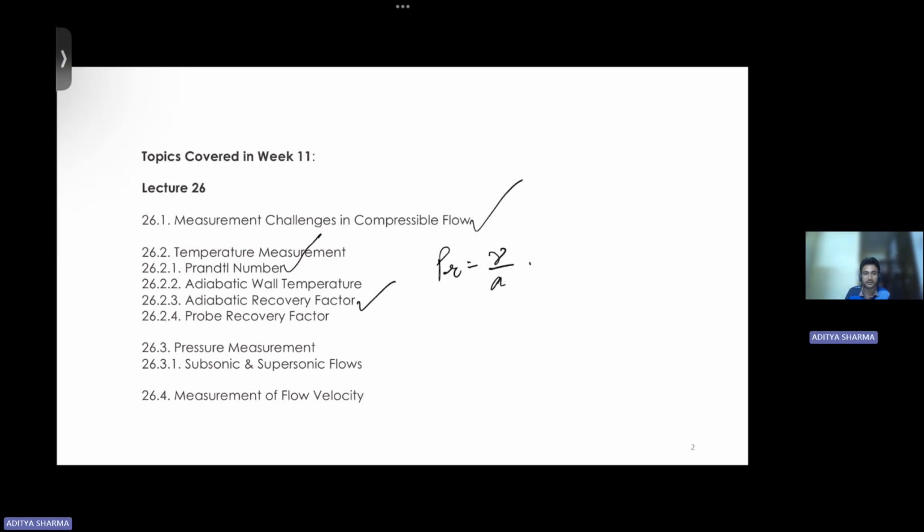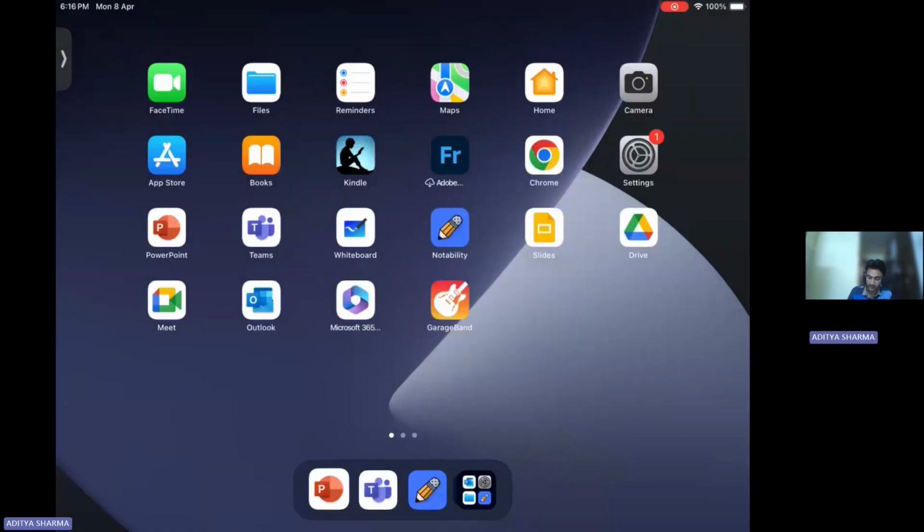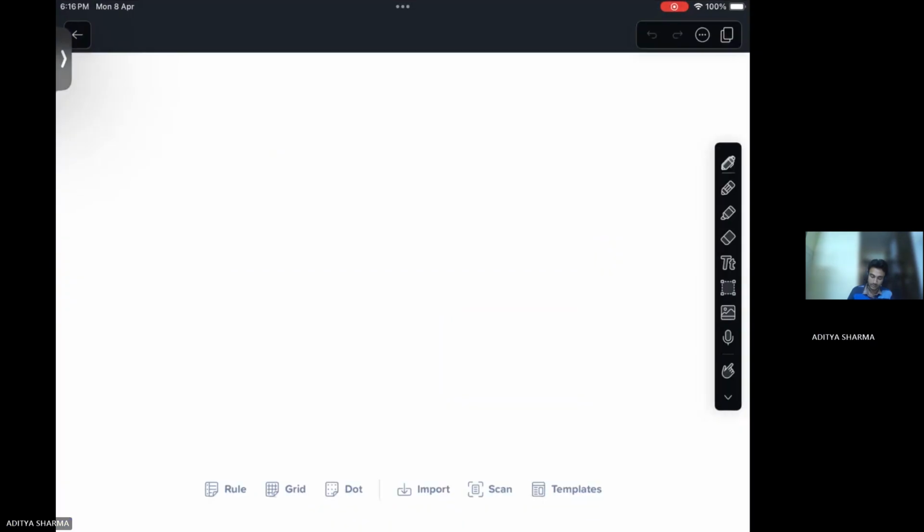The next subtopic is this probe recovery factor. So the expression for the probe recovery factor is, and later we'll have a numerical also on this, right?